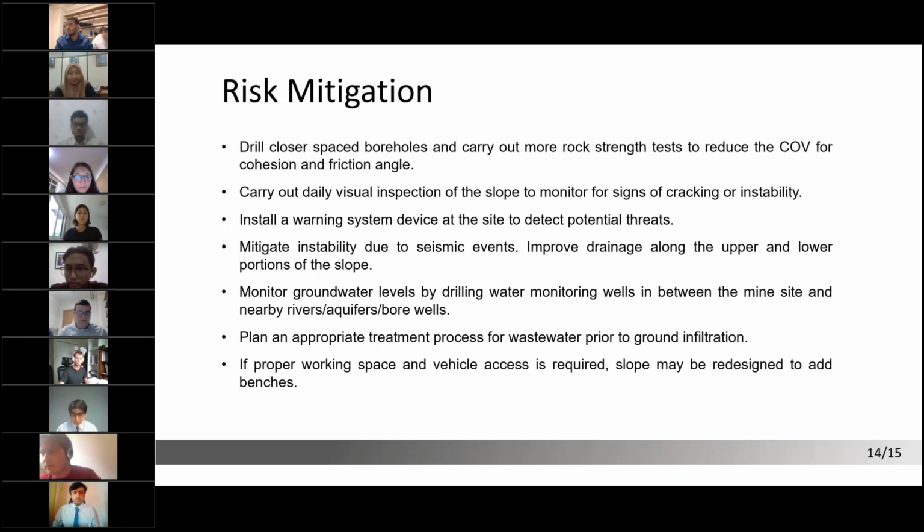And to mitigate instability due to seismic events, we suggest improving drainage along the upper and lower portions of the slope. To monitor the groundwater levels, we would need to drill water monitoring wells in between the mine site and the nearby rivers, aquifers, and bore wells. We suggest planning an appropriate treatment process for the wastewater prior to ground infiltration. And if proper working space and vehicle access is required, then we can redesign the slope to add some benches.